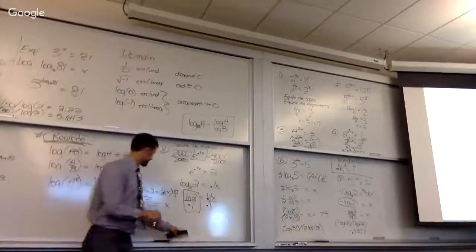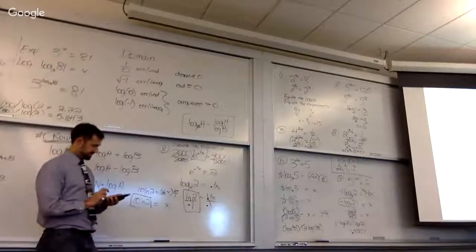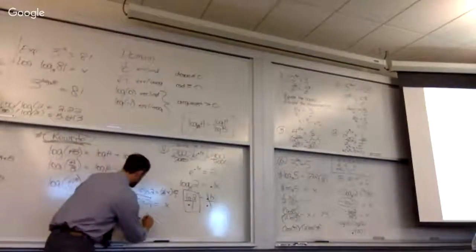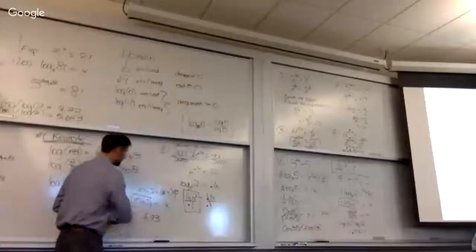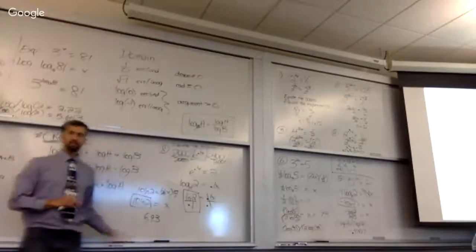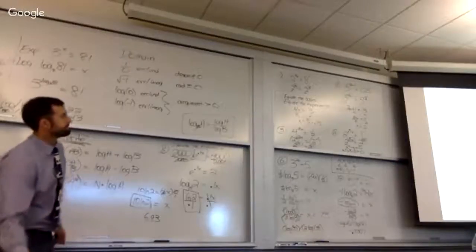Okay, so what was the answer, folks? 10 natural log 2. Did anyone else get 6.93? Is that what you got? All right.